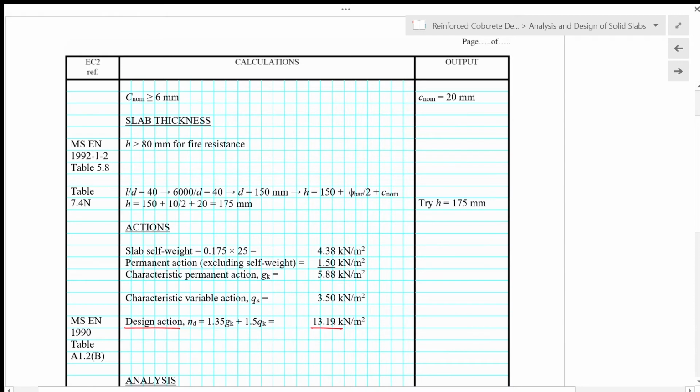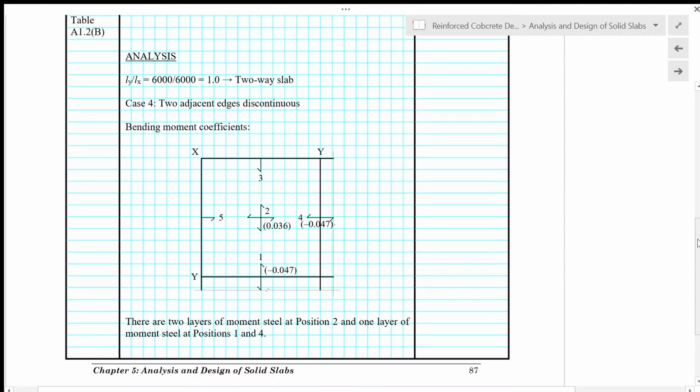For the analysis, we have Ly over Lx equals 1, so it's a two-way slab. If Ly over Lx is greater than 2, then it's a one-way slab. Ly over Lx equal to 2 or smaller is classified as a two-way slab. In this case, we have case number 4, which is two adjacent edges discontinuous. The bending moment coefficient for the Lx direction is 0.036 near the midspan and 0.047 at the supporting edge. For the Ly direction, for locations number 1 and number 2, this is 0.045 and this is 0.034.